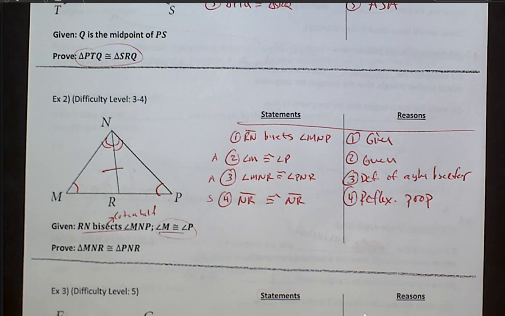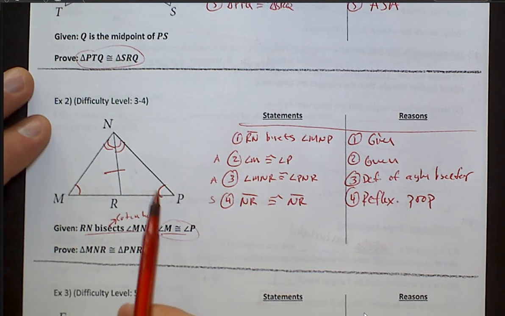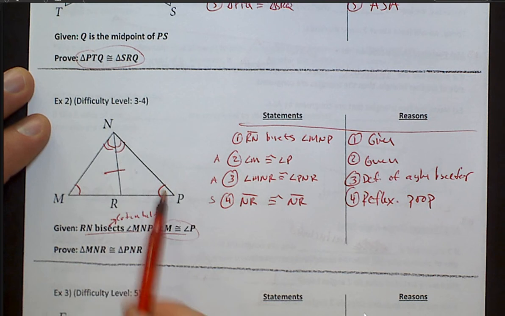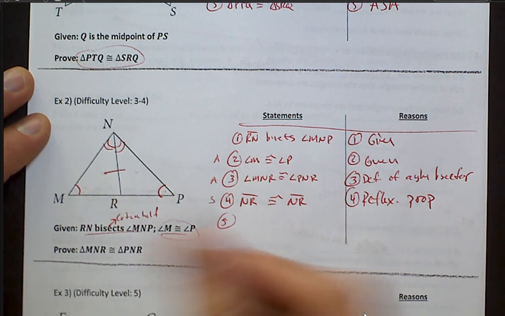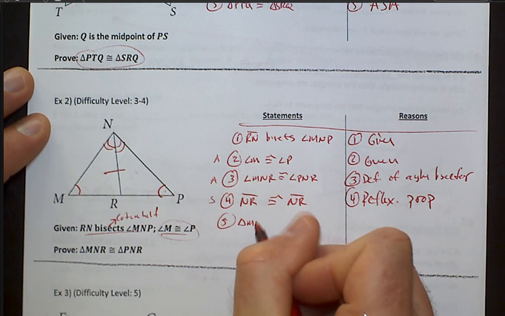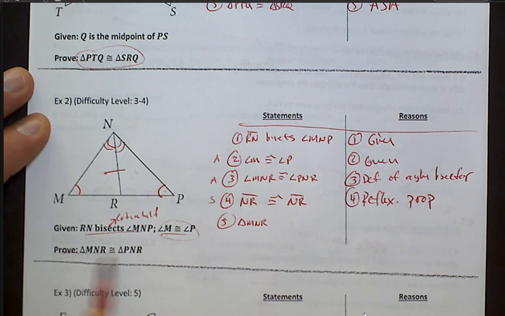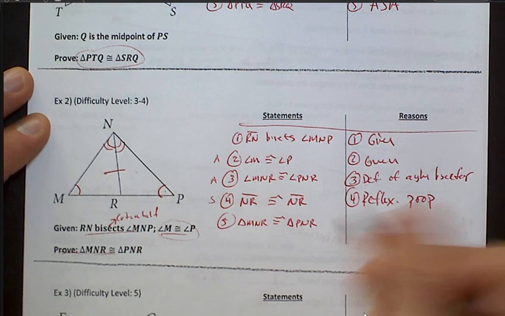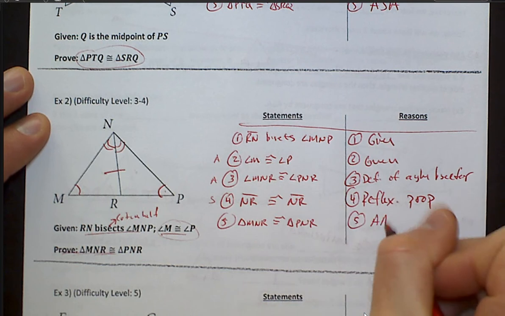Now look at your picture. What shortcut do you have? You have two angles and a side. Now is that side in between your two angles? That's what you have to ask yourself. The answer is no. So that means that these two triangles, triangle MNR, which I'm done here, I'm putting my proof statement in there, is congruent to triangle PNR by angle, angle, side.